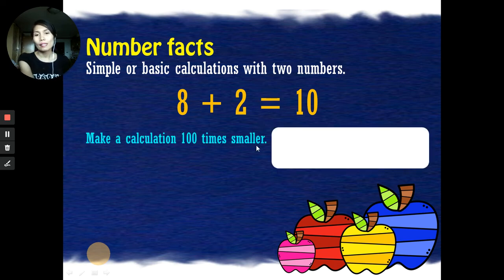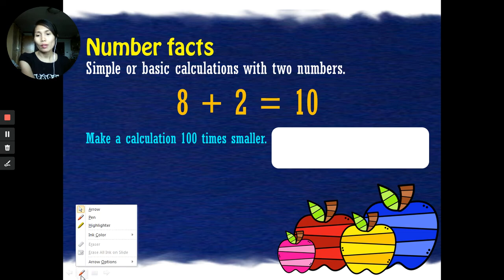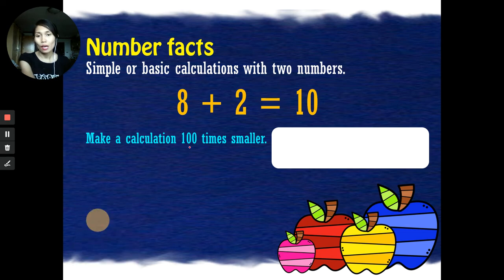Okay, let's try 100 times smaller. Remember here, 100 times, it's hundreds. So we will move the decimal 2 places. Imagine the decimal is over here, right? Now we will move 2 places, 1 and 2. But since there's no more number here, we put an imaginary 0 and then the decimal point. And remember, we cannot start with the decimal point. We should always write 0 before the decimal point.